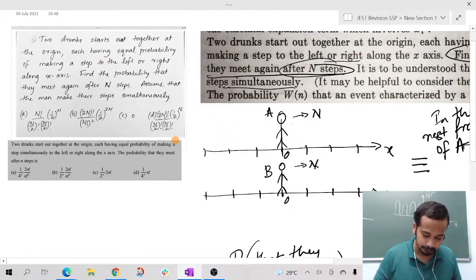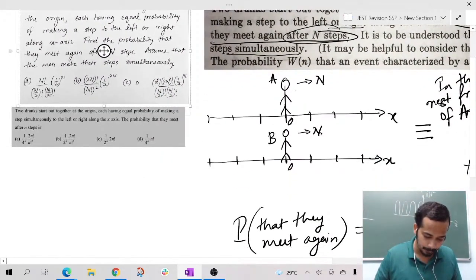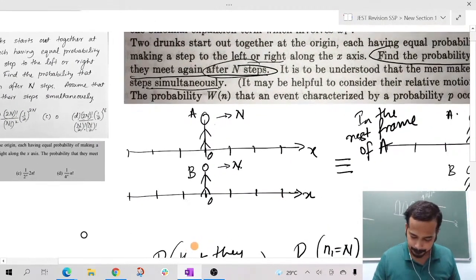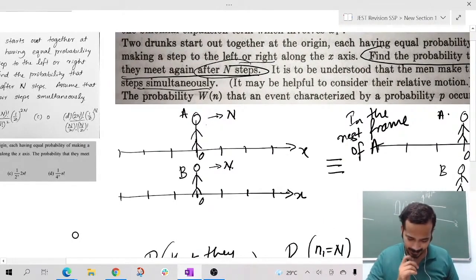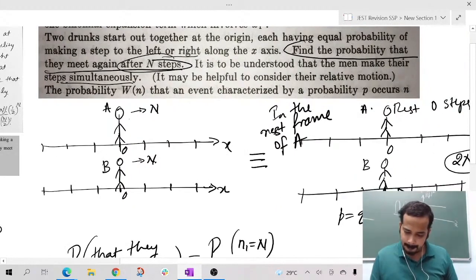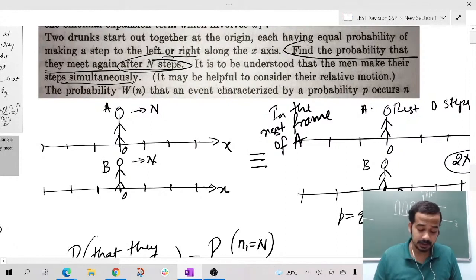Sir, in the original problem, if A and B make one step in the same direction, so that the relative displacement is zero, right? So in that second case, there is also a probability that B is not taking any step, isn't it? No. Again, they are taking steps simultaneously. Look here. If he also moves like that, then they are there only, isn't it? Are you getting my point?